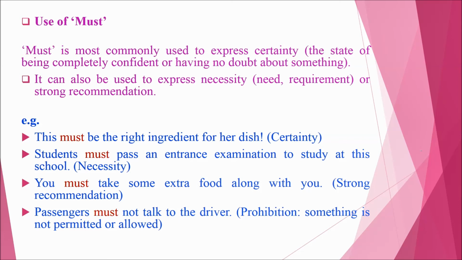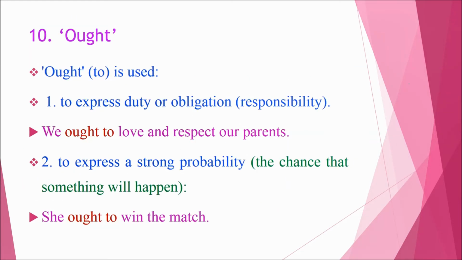The next example sentence is: Passengers must not talk to the driver. This sentence indicates prohibition. What is meant by prohibition? Prohibition means something is not permitted or allowed. Next, we are going to learn about ought. Ought to is used to express duty or obligation. So what is meant by obligation?